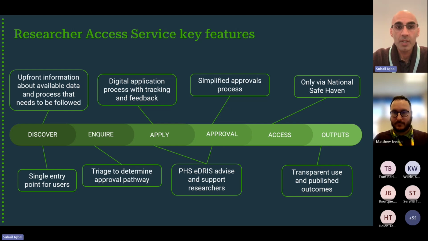Okay, so the approval process is simplified. Projects under the Research Access Service don't need to go to the Health and Social Care Public Benefit and Privacy Panel, and so there's a simplified process there. And once a decision is made, then access will be granted in the National Safe Haven. And there you can request your outputs or amendments to your projects.